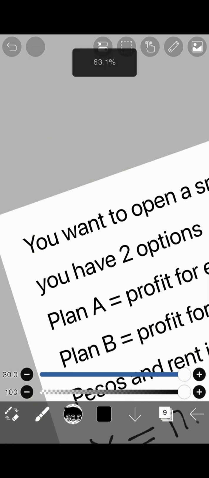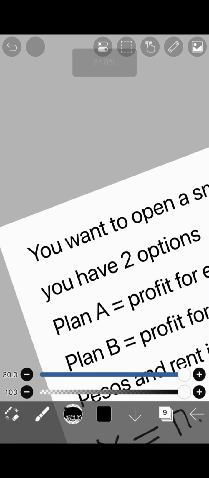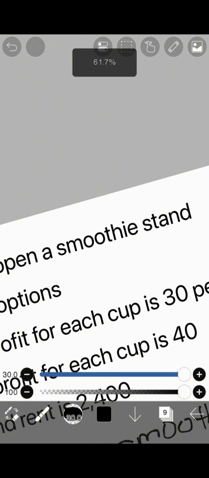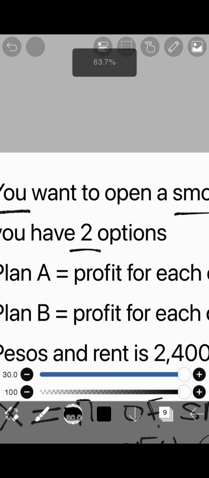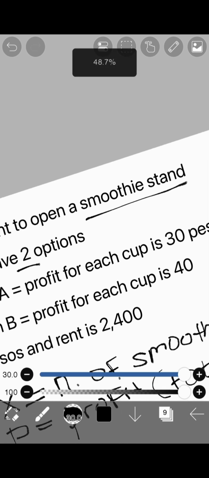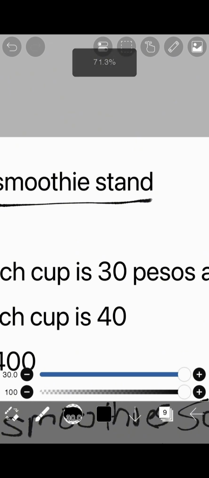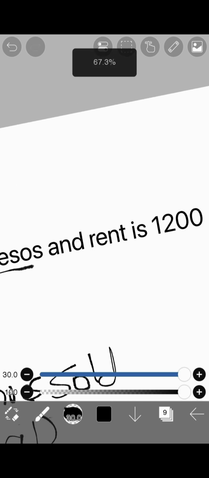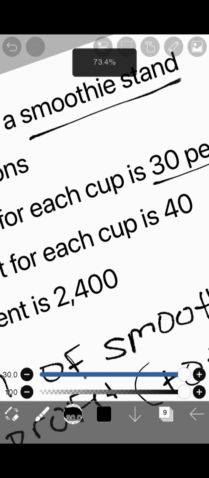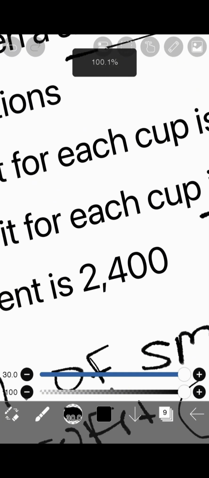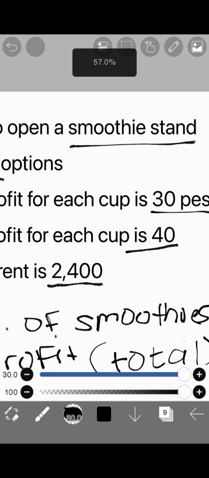Okay, so we have this activity where you want to open a smoothie stand and you have two options. You have plan A and plan B. In plan A, our profit for each cup is 30 pesos, whereas our rent is 1,200 pesos. For plan B, profit for each cup is 40, and then our rent is 2,400.